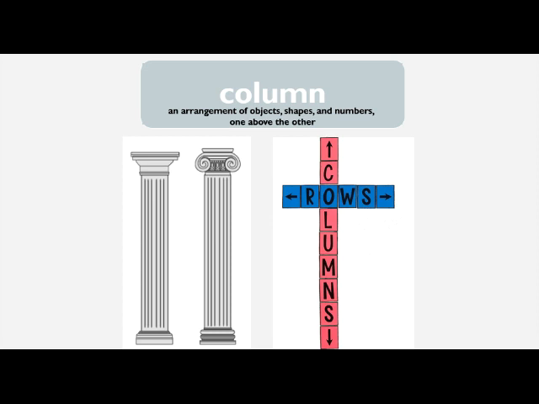Next, we have column. A column is an arrangement of object shapes and numbers one above the other. So you might also hear the word column described when you're looking at shapes like this, like on a building. These are columns. See how they're going straight up and down? But a lot of times, especially in math, when we're talking about columns, we are talking about things that go up and down or vertically arranged. When we're talking about things that go side to side or horizontal, we would call those rows. So rows go side to side, columns go up and down.